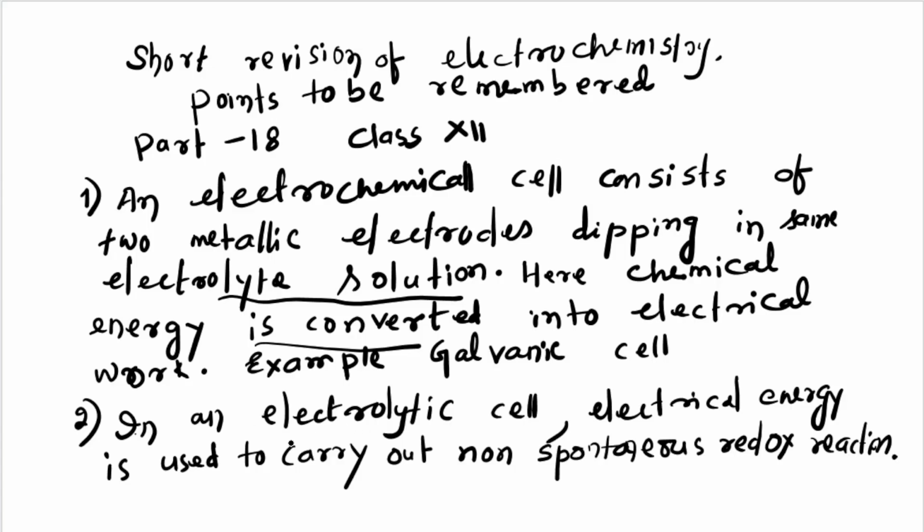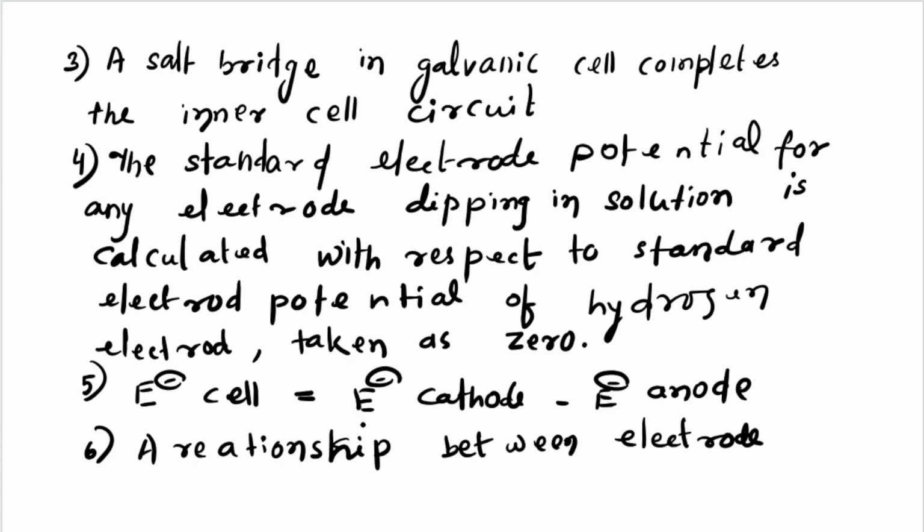In an electrolytic cell, electrical energy is used to carry out a non-spontaneous redox reaction. See, this is the difference between an electrochemical cell and an electrolytic cell. What is a salt bridge? A salt bridge in a galvanic cell completes the inner cell circuit. That means it is the main connection between the two beakers where the electrolyte solution is carried, and here the inner cell circuit is completed.